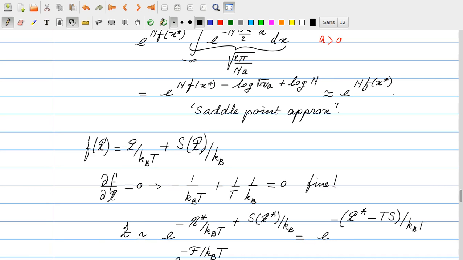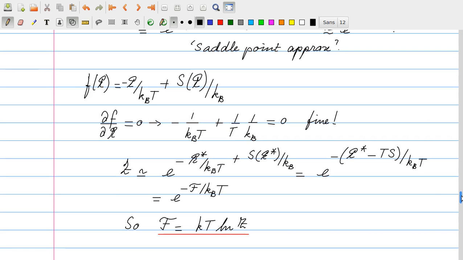And so if we calculate that Z for that particular state, so E star is the equilibrium energy that we have in the system, we get e to the power minus E star over kBT plus S(E star) over kB, and we can write that as e to the power minus (E star minus TS) over kBT, and that is e to the power minus F over kBT, where F is the free energy. And so we conclude from this that F is minus kBT times log Z.